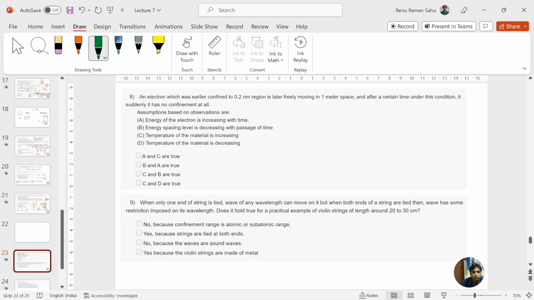Okay, so what about this eighth question? An electron, which was earlier confined to a 0.2 nanometer region, is later freely moving in 1 meter space. After a certain time under this condition, it has no confinement at all. Assumption based on observation: A, energy of electron is increasing with time. B, energy spacing level is decreasing with passage of time. C, temperature of material is increasing.